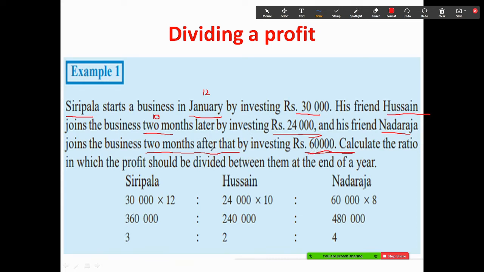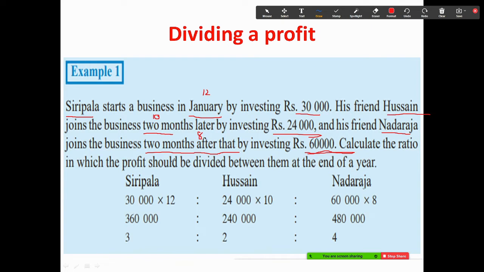2 months later. Here, 2 months later means the total number of months is 4. This 2 plus this 2 is 4 months. Then subtract 4 from 12. 12 minus 4 is 8. So the period of investment is 8 months. His money was in the business 8 months.